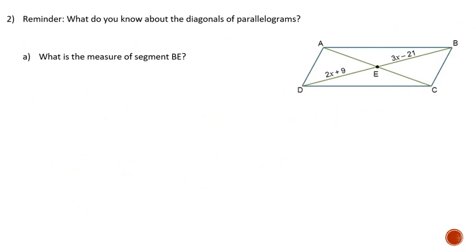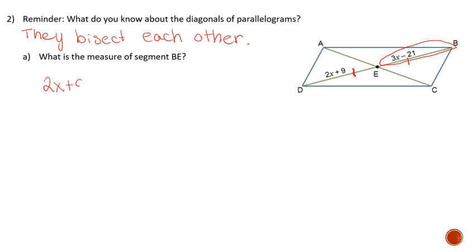So, what do we know about the diagonals of parallelograms? We know that they bisect each other. So, in this question, when we are solving for the measure of segment BE, we just want this segment. But currently, this segment has some variables involved in it. What's going to help us is knowing that this segment is congruent to this segment because it is being bisected. So 2x plus 9 will equal 3x minus 21. Now we just need to go ahead and solve for x.